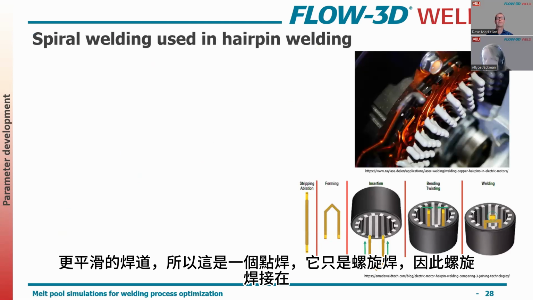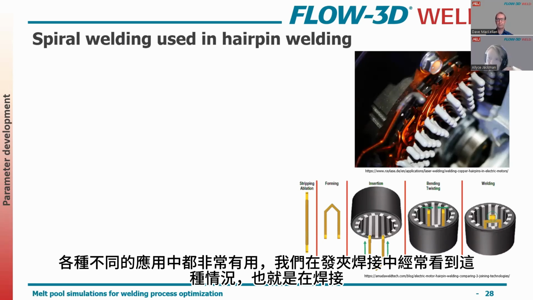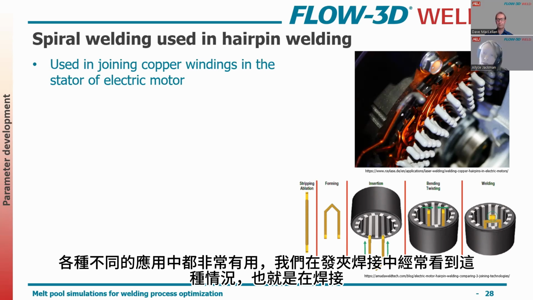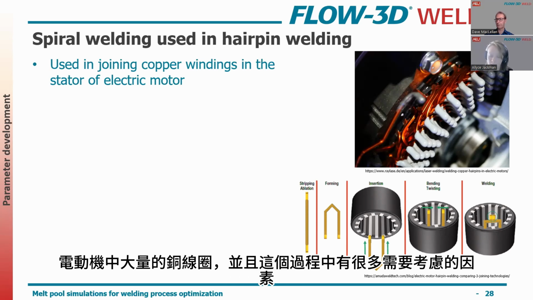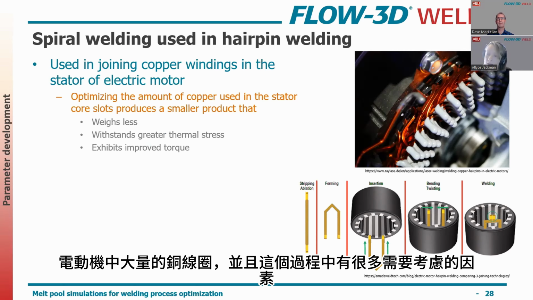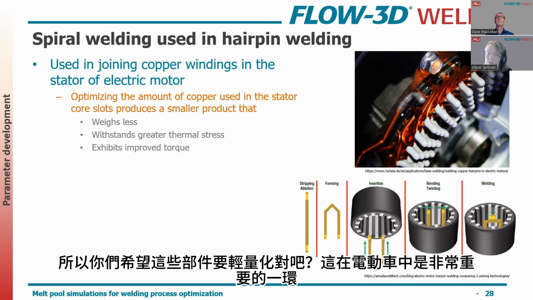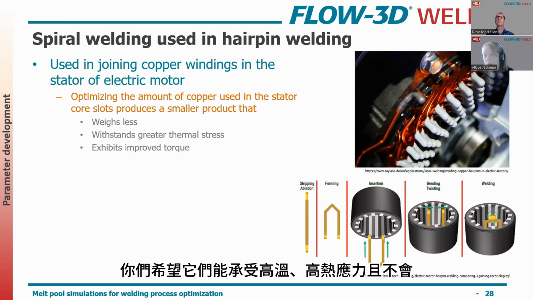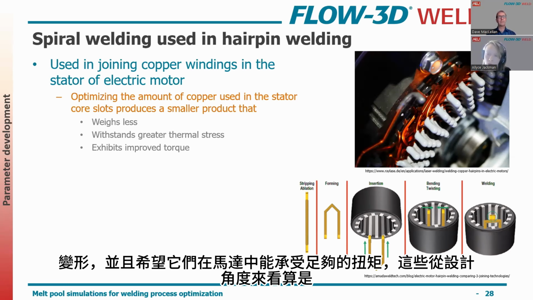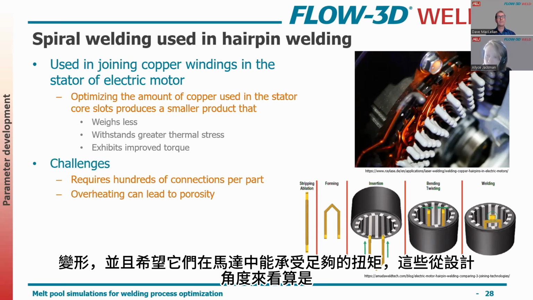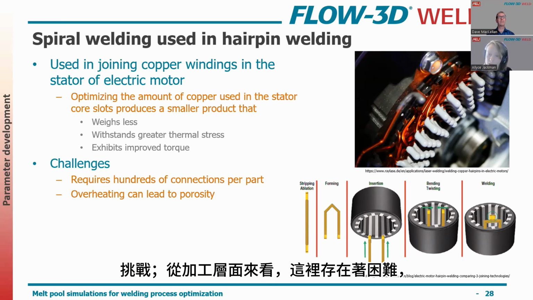So spiral welding is useful in all kinds of different applications, and we see this a lot in hairpin welding, where you're joining a bunch of copper windings for electric motors. And there's a lot of considerations in this process. So you want these to be lightweight, right? And that's a huge part of EVs. You want them to be able to withstand a high temperature, a high thermal stress, and not distort. And you want them to be able to handle enough torque in this motor. So those are challenges from a design perspective.